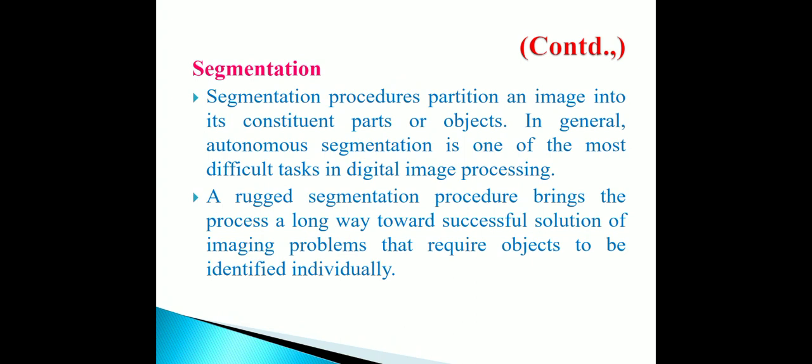Then segmentation. The segmentation procedure partitions an image into its constituent parts or objects. In general, autonomous segmentation is one of the most difficult tasks in digital image processing. A rugged segmentation procedure brings the process a long way towards a successful solution of imaging problems. It requires the objects to be identified individually.